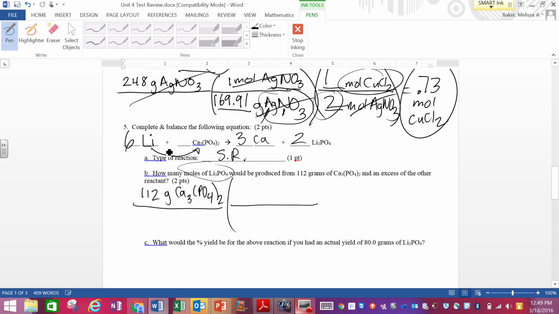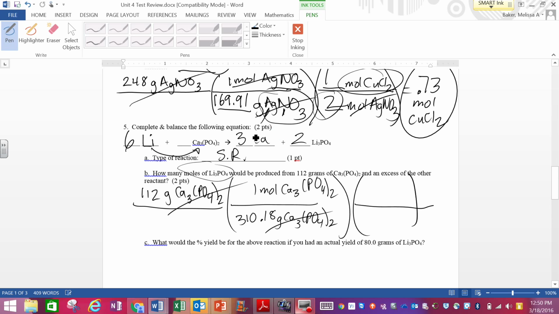Same thing, start by writing what you know. You're going to divide by the molar mass of Ca3(PO4)2. So that's kind of a long one to add up. It comes out to be 310.18. Okay, then grams are going to cancel out. Then you want to know, using your balanced equation, for every 1 mole of Ca3(PO4)2, you're going to produce 2 moles of Li3PO4. Multiply across the top, divide by the bottom, you end up getting 0.72 moles of Li3PO4.